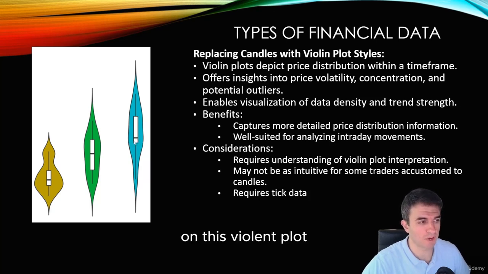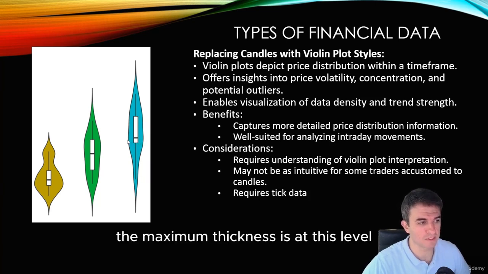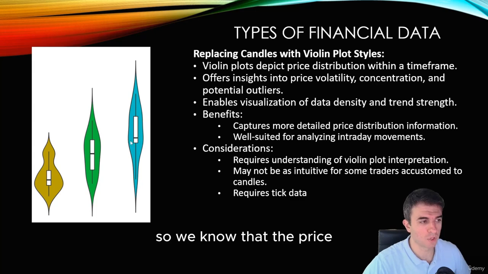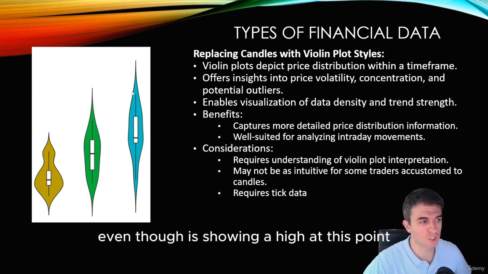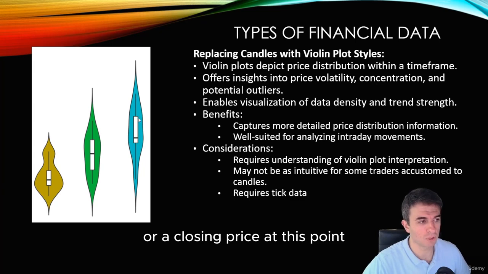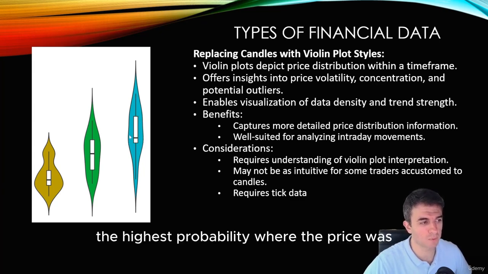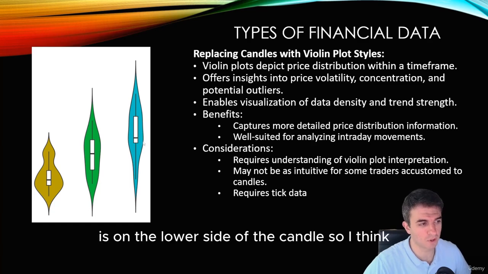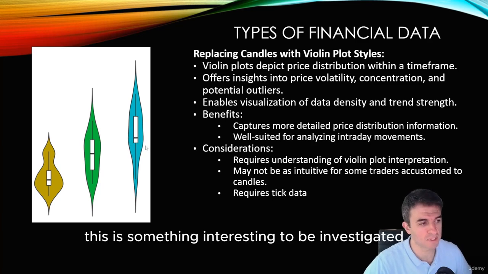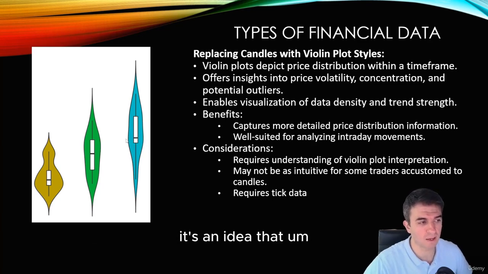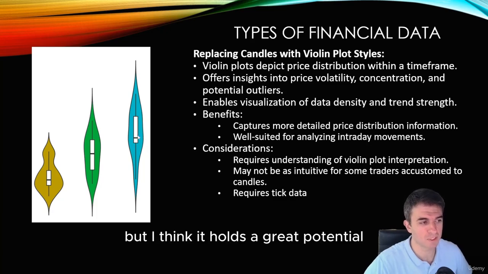For example, on this violin plot, we can see that the maximum thickness is at this level. So we know that the price, even though it is showing a high at this point or a closing price at this point, the highest probability of where the price was is on the lower side of the candle. So I think this is something interesting to be investigated. It's an idea that I'm proposing here. I never investigated this, but I think it holds a great potential to show more information.